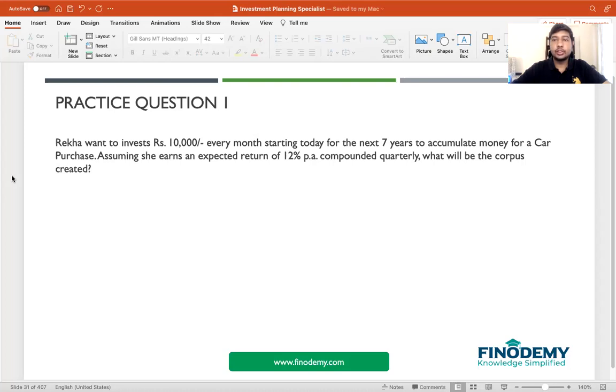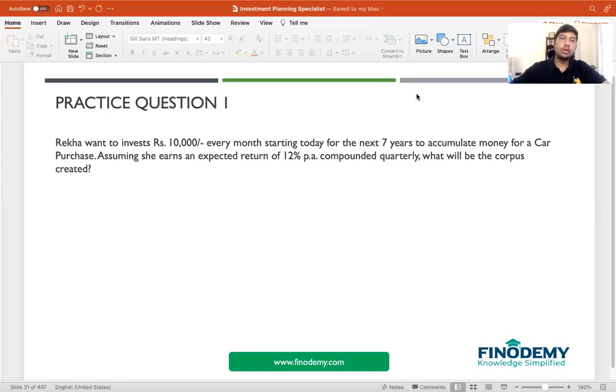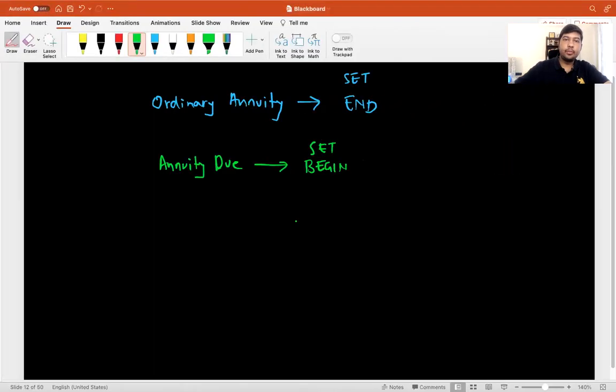So these are the numbers that you have. Now, I want you to take 2 minutes and just write the inputs as per the compound function. What will be the inputs? Then we will solve this in the calculator as well as in Excel. So take 2 minutes, and then we'll come back and see what the inputs and the answer should be. Don't solve it, basically write the inputs. Okay, let's see what the inputs should be.